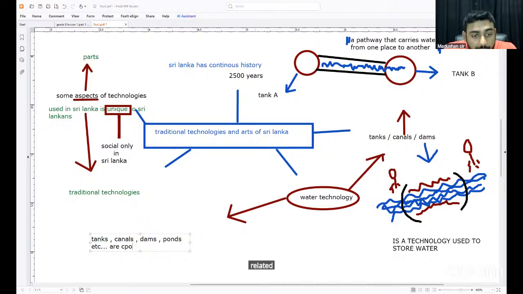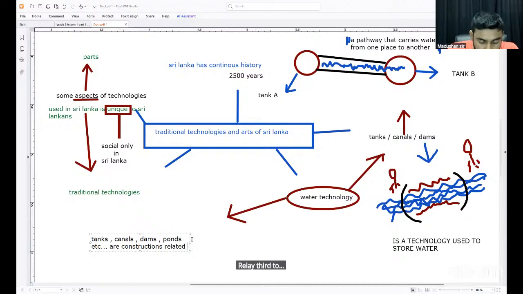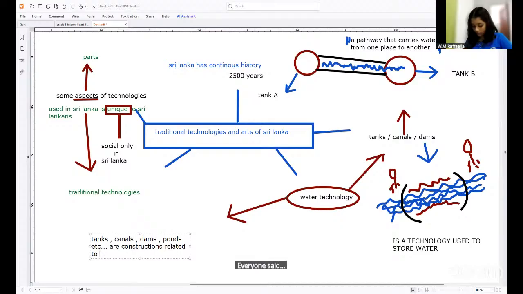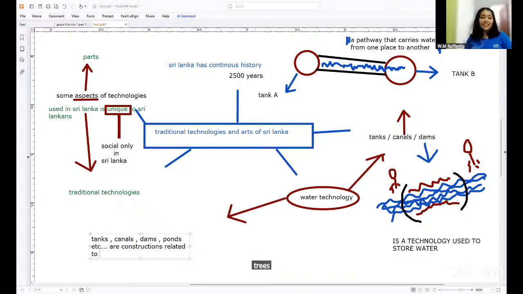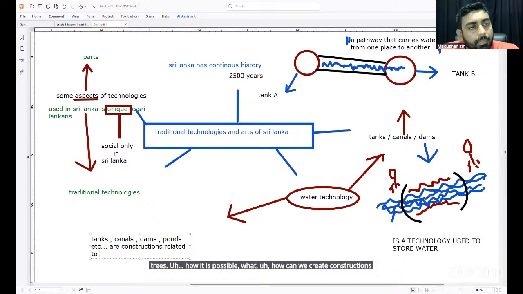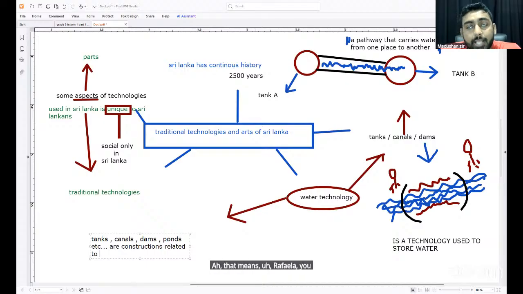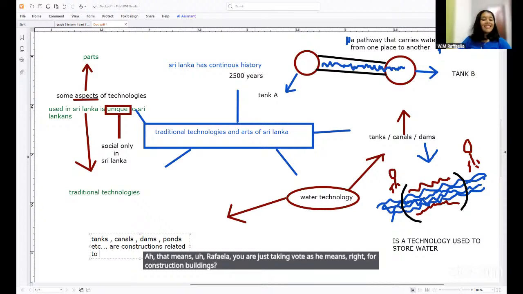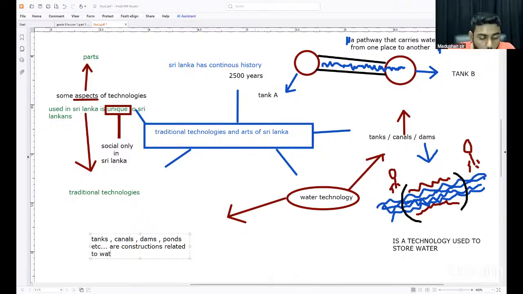Our constructions related to road, am I correct? No, sir. Tanks, canals, dams, ponds are constructions related to water. Related to trees? No, sir. How is it possible? How can we create constructions from water? Not from water, sir, for water. They are related to water. That means you are taking water as cement for construction of buildings? No, sir. It is related to water. Perfect.